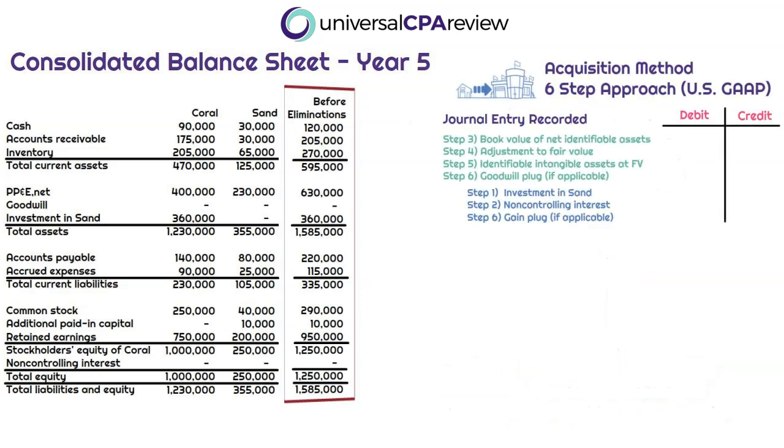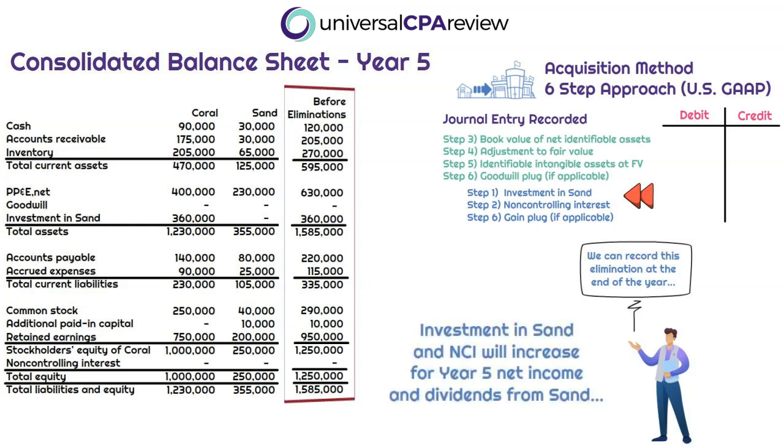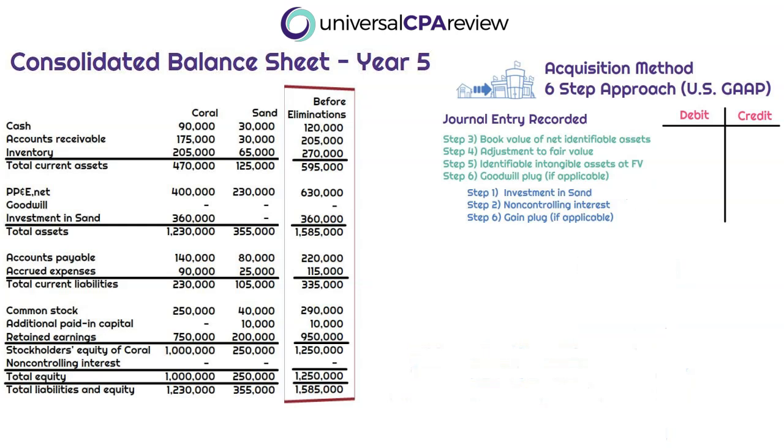So on the right is our 6-step approach for the acquisition method, right? And normally we would record this journal entry at the time of acquisition, but we could also do it at the end of the year, right? And most everything's going to be the same except the investment will be a different amount at the end of the year versus the beginning of the year, as well as non-controlling interest, right? So on the right is our 6-step approach for the acquisition method. This will help us understand the journal entry that would need to be recorded, and ultimately this will become the elimination entry in our balance sheet, right?